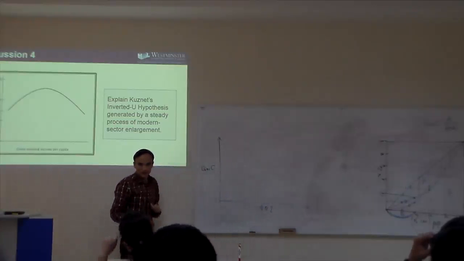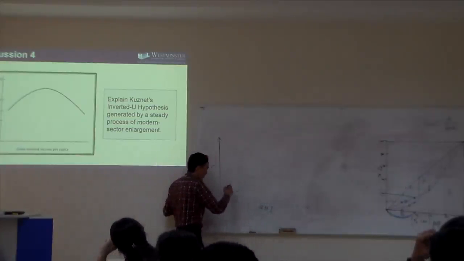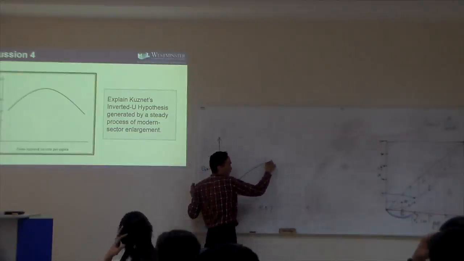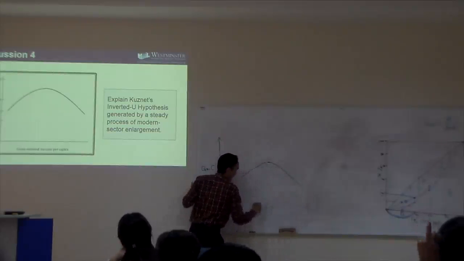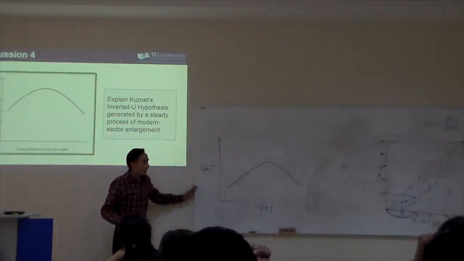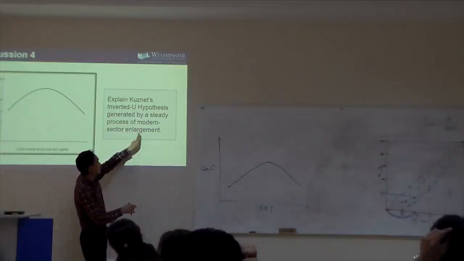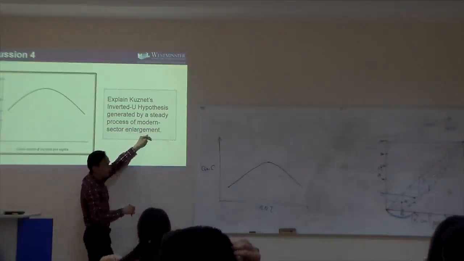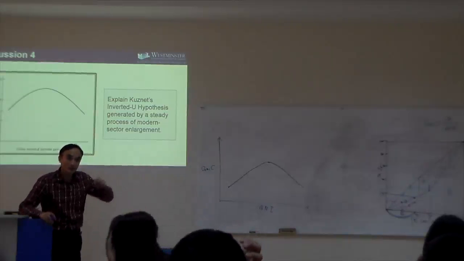He argues that when a country's GNI grows, income inequality in the society will also grow, and it will reach one point. After that point, income inequality will slowly decline. And he tries to explain it based on the modern sector enlargement typology. I explained it during the lecture. Who remembers?